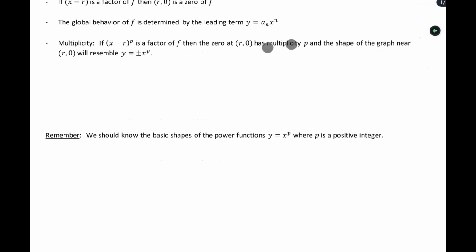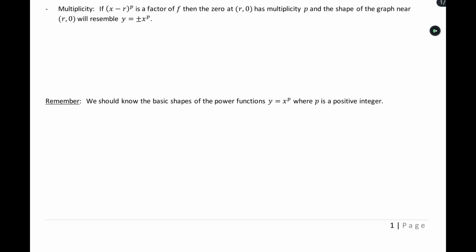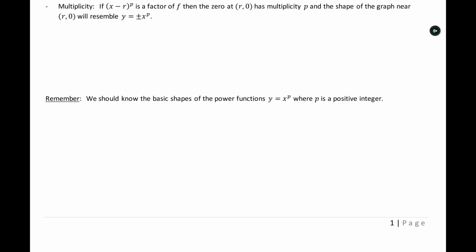Okay, so the last thing I do want to do before we get started is to remind you that we do know about the basic shapes of some of the simplest polynomials. That's the power functions. So I'm going to start at p equals 2. If p equals 0, then y is a constant. So we actually do know that. And if p equals 1, then we're getting y equals x. But I want to see the pattern for powers bigger than 1.